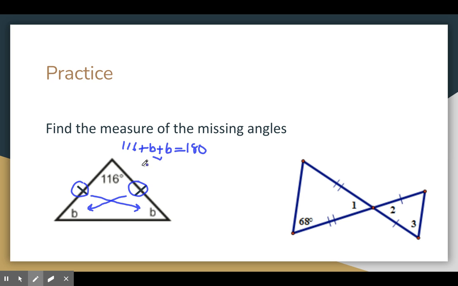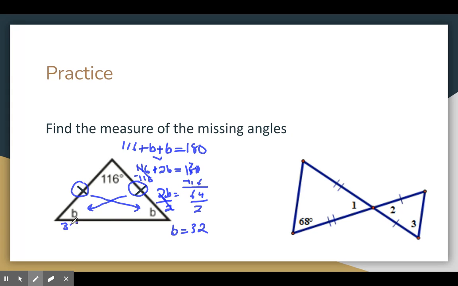All right, combine like terms. We get 116 plus B plus B gives us 2B, equals 180. Subtract 116 from both sides. That's an annoying number to subtract, but let's do it. Once again, borrow. 10 minus 6 gives you 4. 7 minus 1 gives you 6. 1 minus 1 is 0. So 2B equals 64. Divide by 2, and we get B is equal to 64 divided by 2. 2 goes into 6 3 times. 2 goes into 4 2 times. So B would be 32.